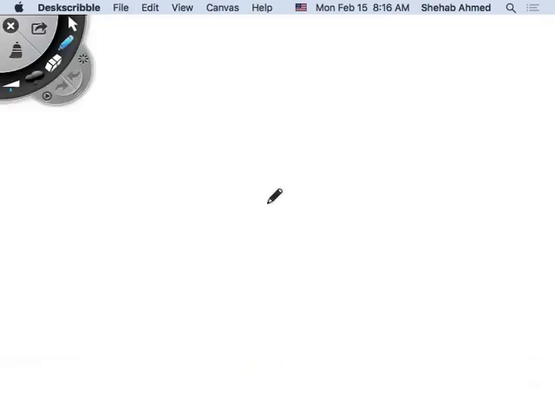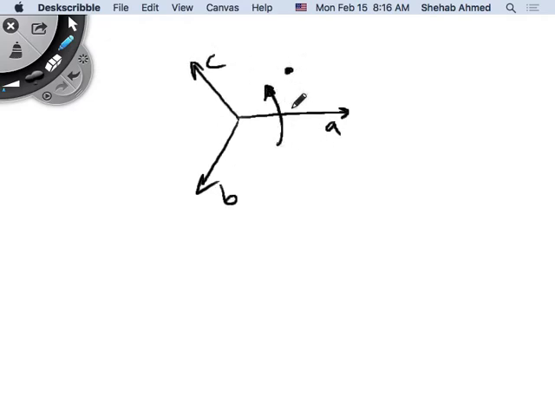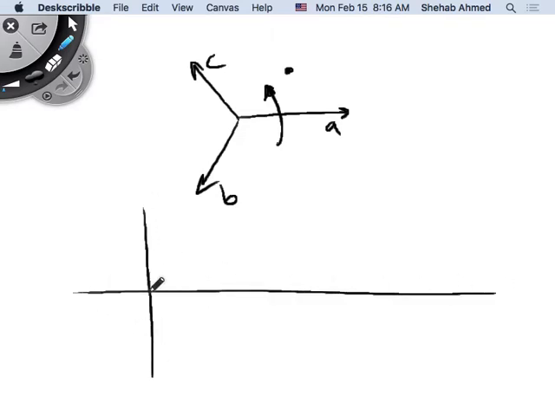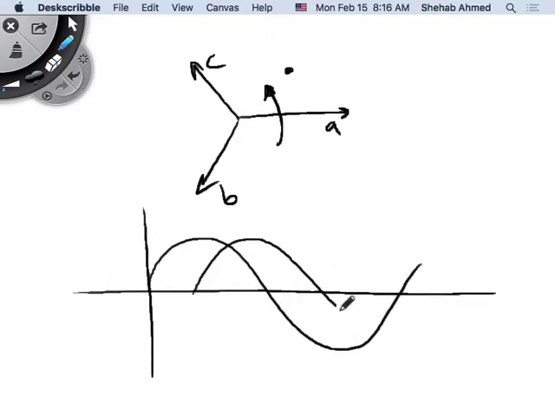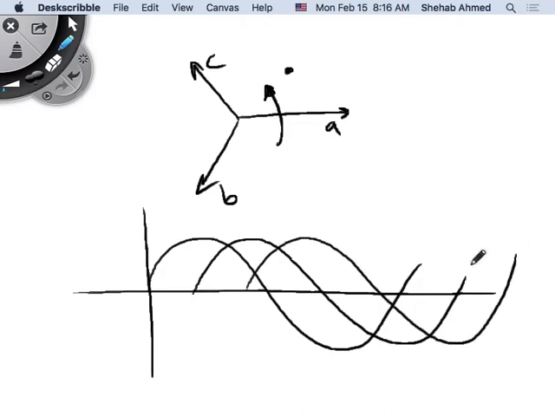If I apply positive sequence voltages, what does that mean? ABC means that if I measure my waveforms, I first see phase A, then phase B, then phase C. If I'm standing here and these are my phases, they're rotating, and in time they look like this. So this would be phase A, this would be phase B, and this would be phase C. This is positive sequence.